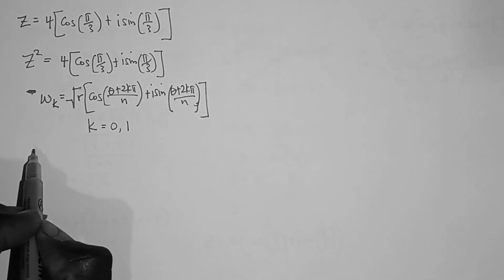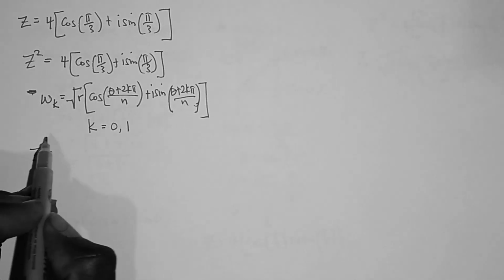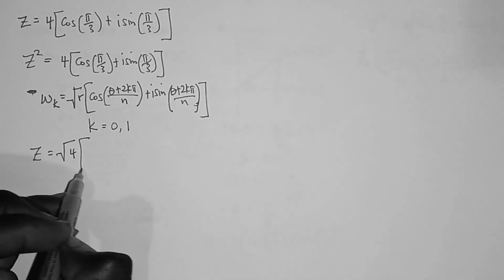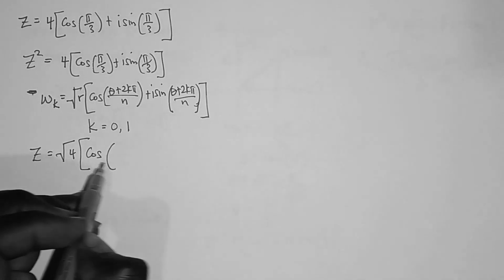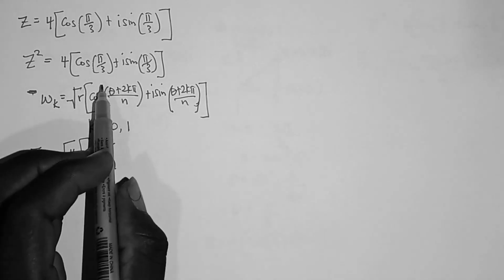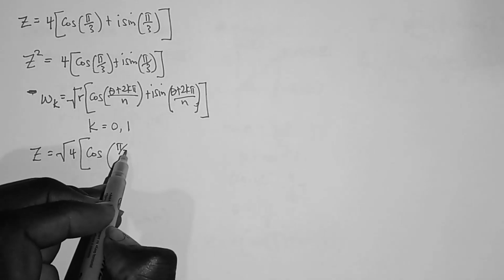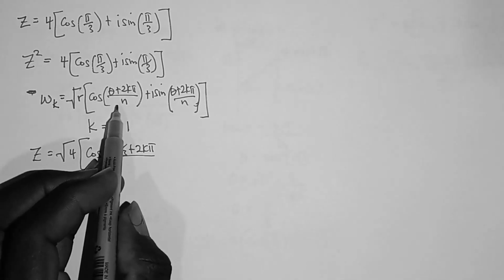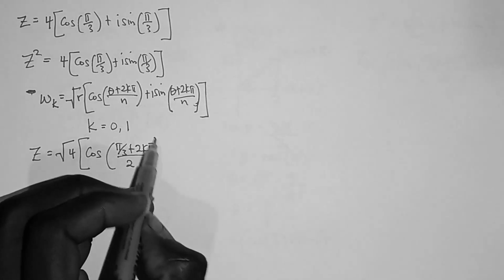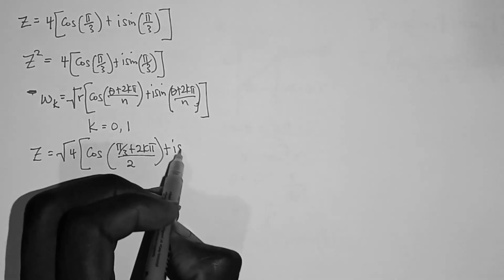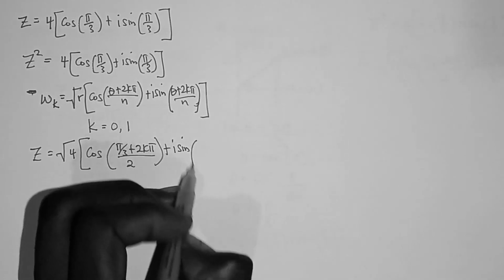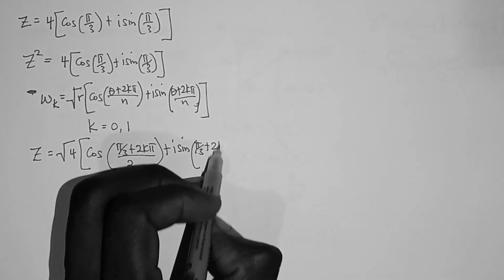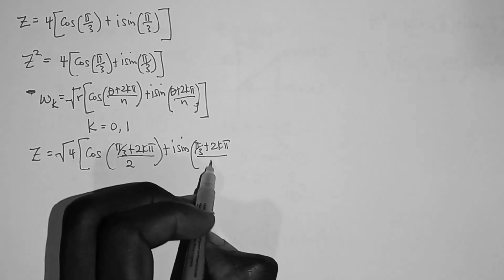So in this case, z is equal to the square root of r, which is 4, then times cos into bracket theta, which is pi over 3, then plus 2k pi divided by n, and n in this case is 2, then plus i sine into bracket pi over 3 plus 2k pi divided by n, which is 2.